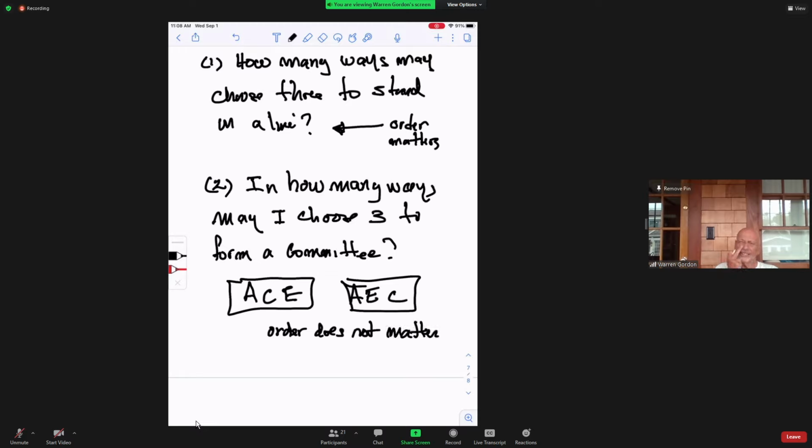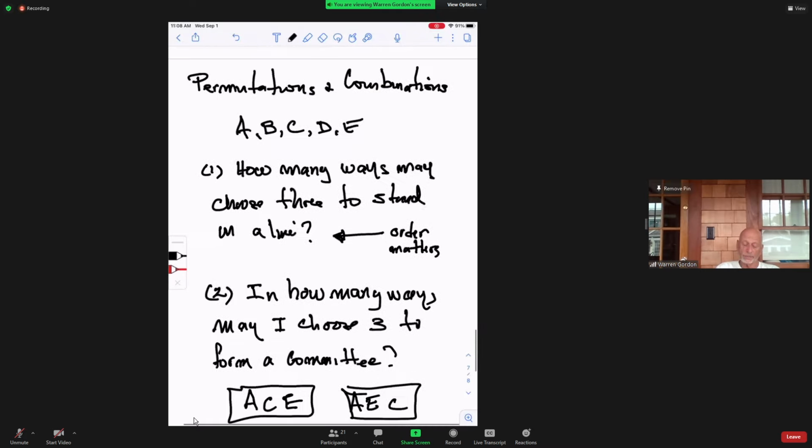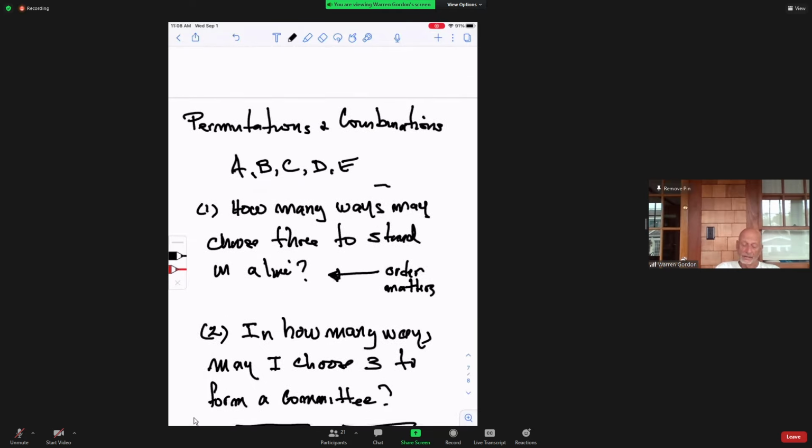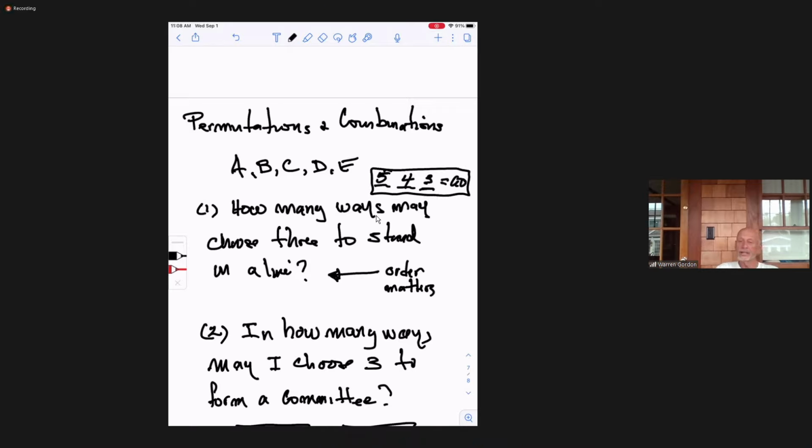So let's define, and by the way, we know the answer to the first problem. There are 3 positions, right? I have 5 people I can choose for the first position, 4 for the second, 3 for the third. The answer to this problem, by the way, happens to be 60. I'm not really interested in the answer just yet, but we certainly know how to do the problem.